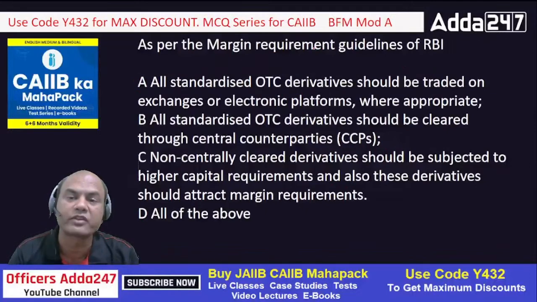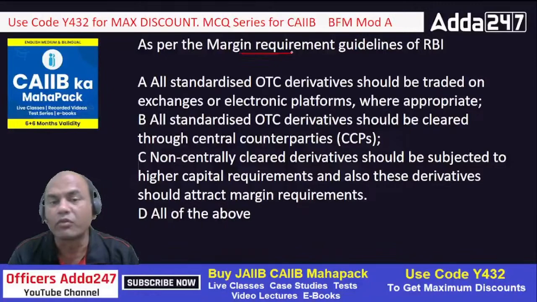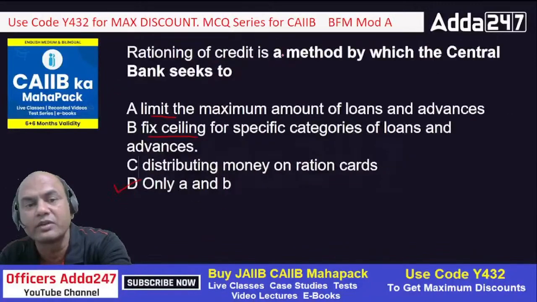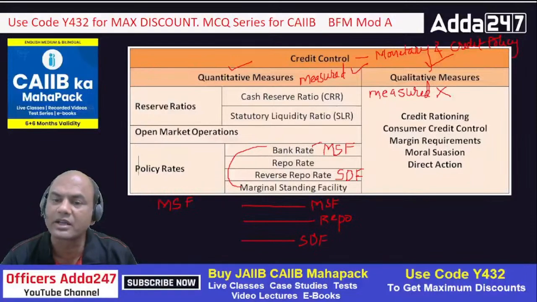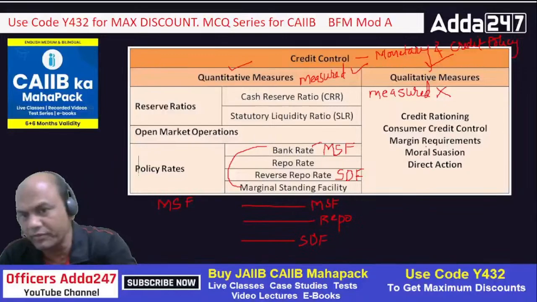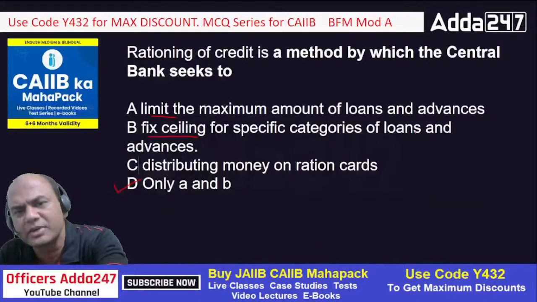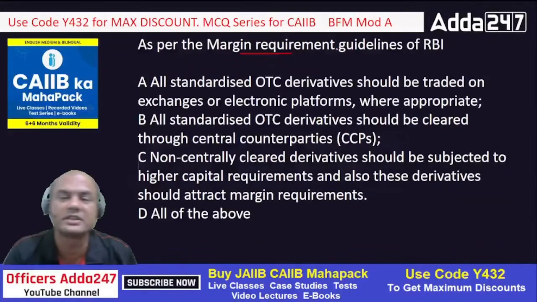As per the margin requirement guidelines of RBI. What is this margin requirement? Remember this? What did we study right now? What did I tell you? We are going as per the sequence: credit rationing, consumer credit control, now margin, then moral and then direct. Okay. So margin, it is a qualitative measure. So as per the margin requirements of RBI, all standardized OTC derivatives should be traded on exchanges or electronic platforms wherever appropriate.